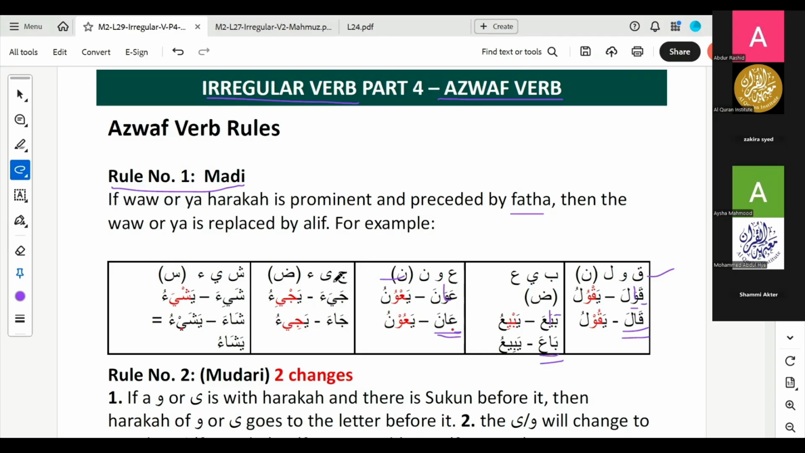One more, jim, ya, hamza, based on the daraba family, jaya'a. So ya is prominent here, before it fatha. So ya will change to alif and become ja'a. Last one more example, sheen, ya, hamza, based on sami'a family, it becomes shaya'a. So here the ya is prominent with kasra here, and before ya we have fatha. So this ya turns to alif and becomes sha'a. So this is the madi rule. And the change in the ta'lil process is: if waw or ya is prominent and preceded by fatha, it will change to alif.